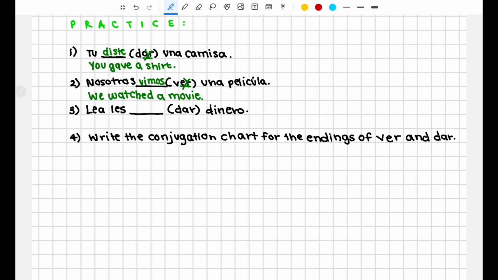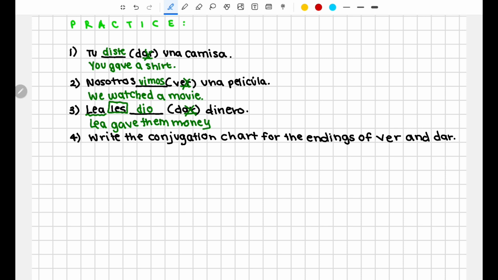All right, number 3, Lea les blank dinero. So we're conjugating dar for Lea, which is ella, so the ella, usted form. Remember, even though there is an IOP here, an indirect object pronoun, we're not conjugating for the indirect object pronoun. Like les is the indirect object pronoun for ellos, ellas, ustedes, but we're not conjugating for that. We're conjugating for Lea because Lea is the one who gives the money to them. So that's why we're conjugating for Lea, and the él, ella, usted form ending is io. So our conjugated form is dio. Lea les dio dinero. Lea gave them money.